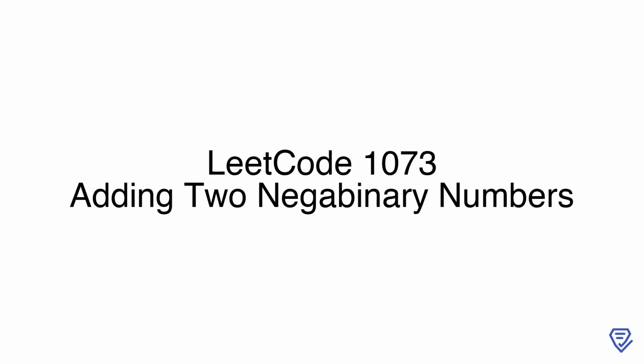Welcome! In this session, we'll be tackling LeetCode problem number 1073, titled Adding Two Negabinary Numbers. This problem is a unique and interesting challenge as it deals with performing arithmetic operations in base -2, also known as Negabinary. We'll explore the problem statement, break it down step by step, and review an efficient approach to find the solution. Let's dive in.